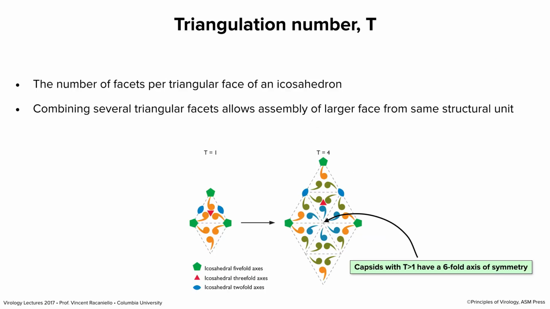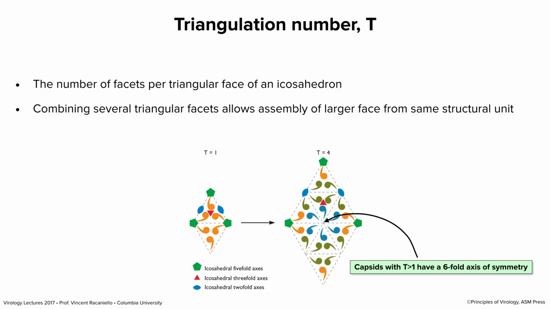Now, on all these slides, you've seen this number, T number. That stands for triangulation number. It has to do with the way the icosahedron is constructed. The T number is the number of facets per triangular face of an icosahedron. So here is one of them here. There are 2 triangular faces next to each other, just a part of an icosahedron. So that's a T equals 1 virus. There is 1 facet to that triangular face. You don't see any divisions. It's another way to look at it.